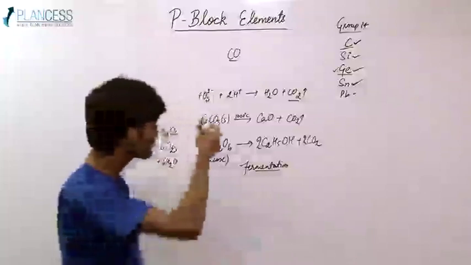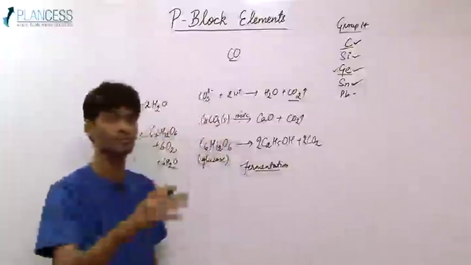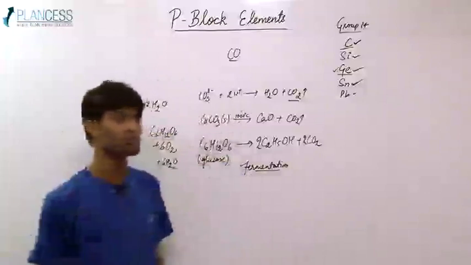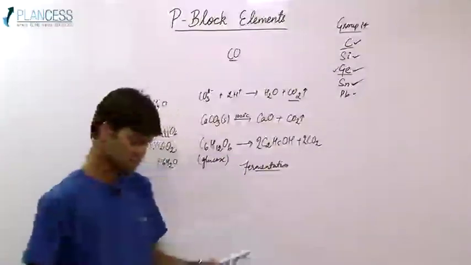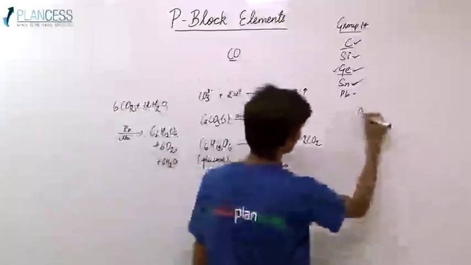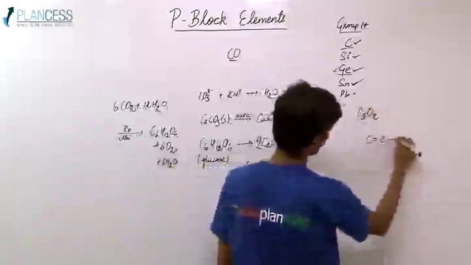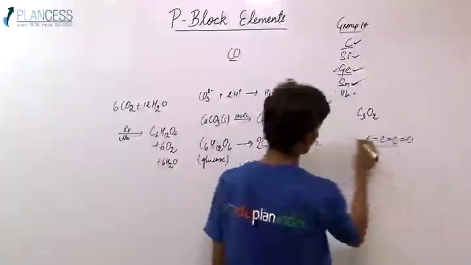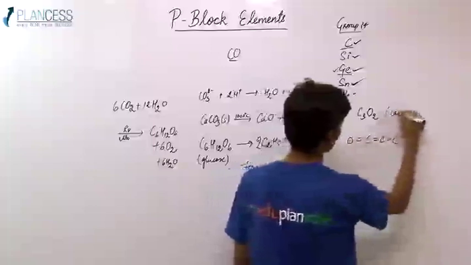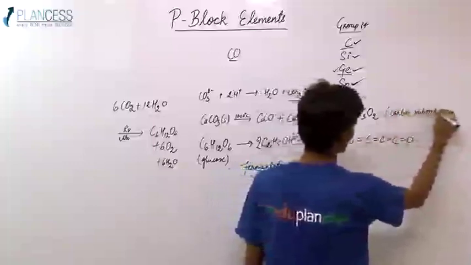CO2 is also used in soft drinks. You must know that CO2 at high pressure has very good dissolving power, so it is used in soft drinks also. The next would be carbon suboxide, that is C3O2. It is thought to have a structure of O=C=C=C=O. It is also known as carbon suboxide. It is planar in structure, that is linear.